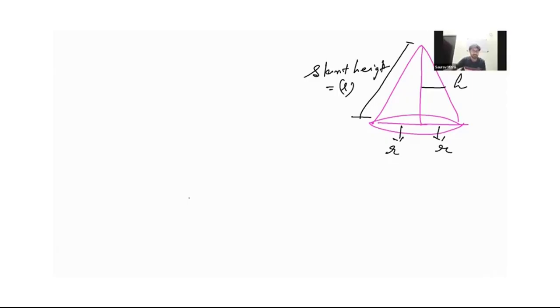So here we should know the required formulas like L square is equal to h square plus r square. Since it is 90 degrees, this will act as your hypotenuse. So L square will be equal to r square plus h square.